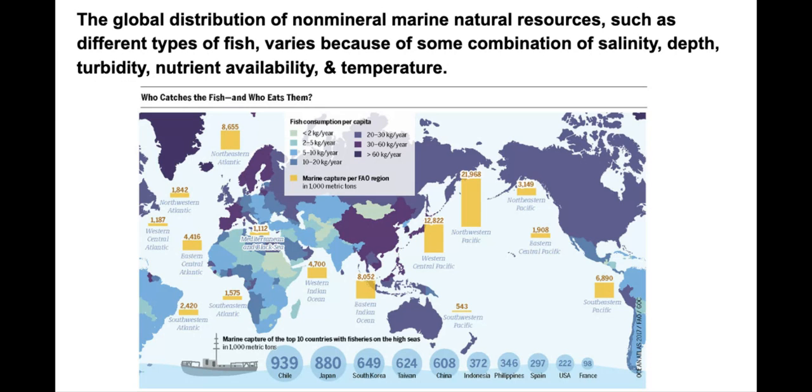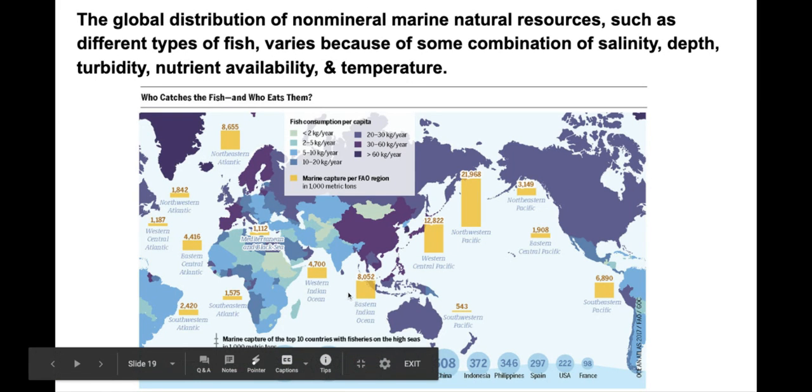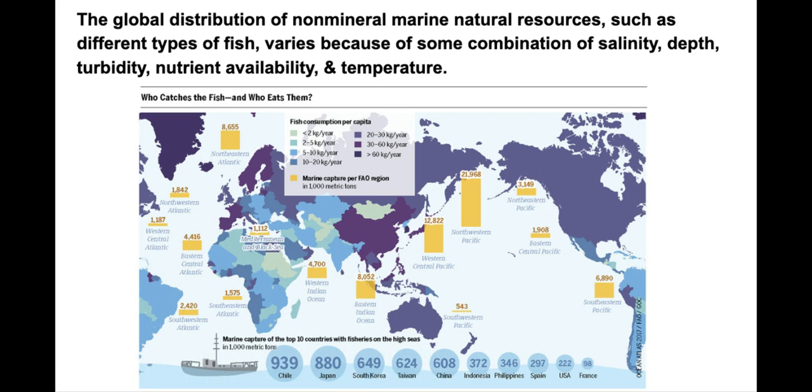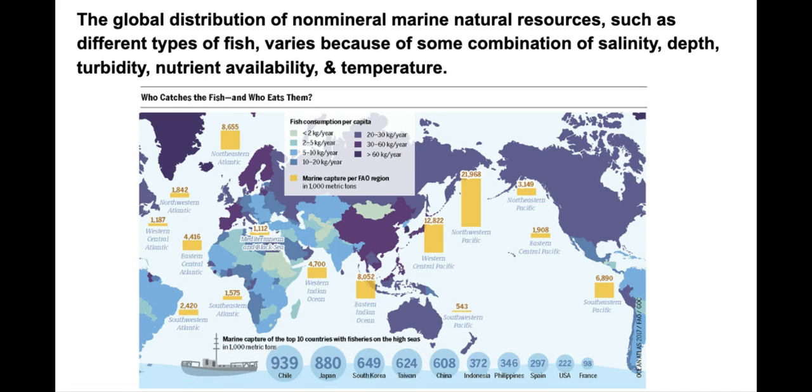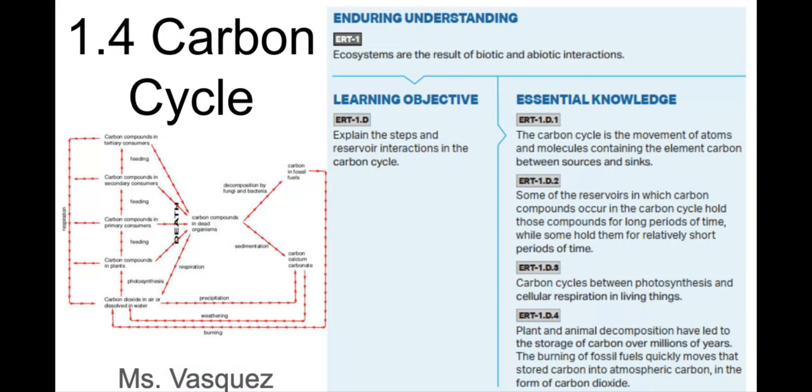Okay, the global distribution of the non-mineral marine natural resources, such as, for example, fish, which we know is a main type of food in various diets around the world, is going to depend first on the combination of salinity, depth, turbidity, nutrient availability, and temperature. We cover that also on El Niño, La Niña, and how that affects the amount of fish that the fish catch. And then we also can see here which countries have a higher consumption of fish per capita, but that doesn't mean that they fish more than other places. You can also see what is the fishing amount per area or per country or per continent. So take a look at this map. It's not the same.